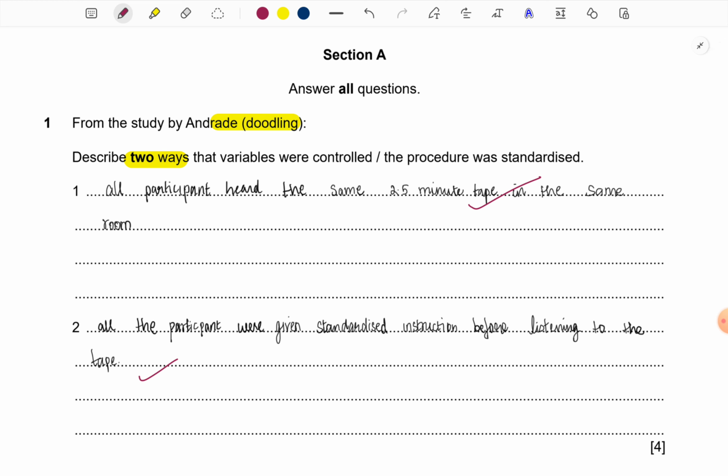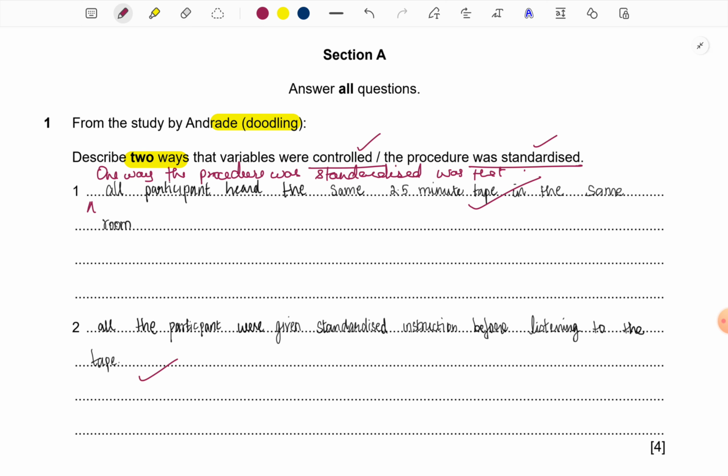Now, what are the mistakes in this answer? Firstly, when they say controlled or how the procedure was standardized, though not compulsory, it is always good to specify what we are talking about. It's like they've given a choice. Either give variables that were controlled or give examples of standardization. Which have we selected? What choice have we made? We should be clear on that. So we can say one way the procedure was standardized was that all participants had to hear the tape. So the point is correct. She doesn't lose any credit for it.